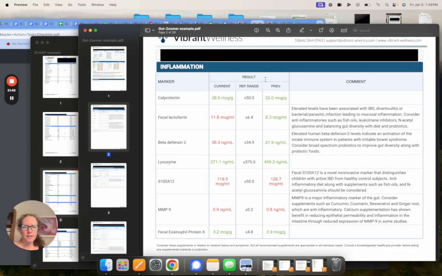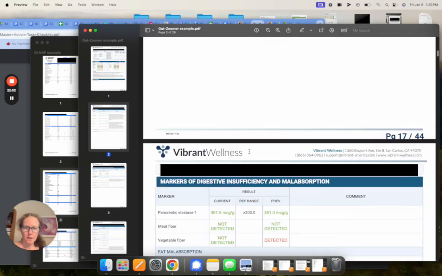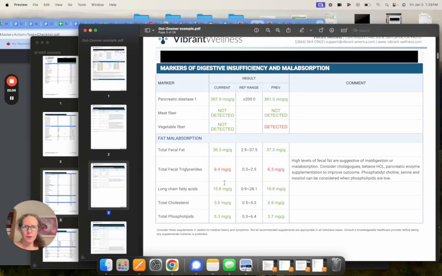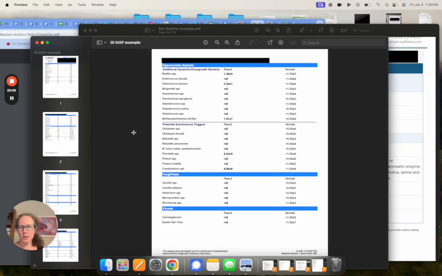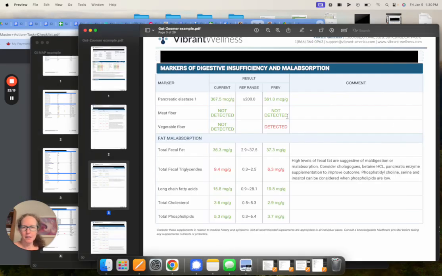This is another kind of nice thing about this test, that if we run it again, this is a retest. So this is the first one that we did. Here's the second one that we did, and they will catalog it like that so that we can compare. So that's nice. These are those markers of insufficiency and malabsorption. So that will correlate with the intestinal health markers. So you can see it's a little bit more robust, giving us similar information, but a little bit more of it.